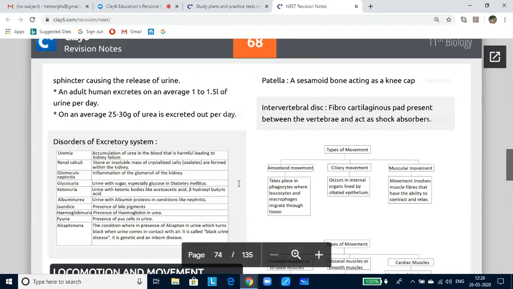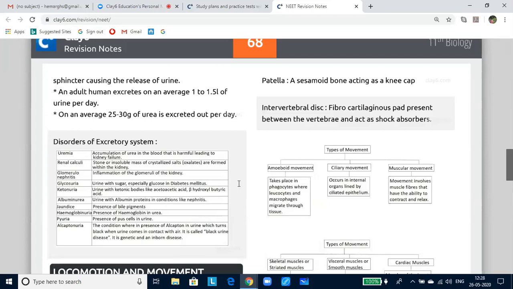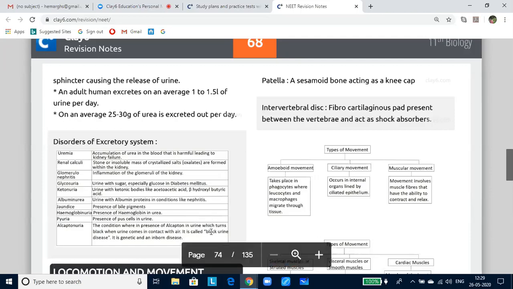Ketonuria is urine with ketone bodies like acetoacetic acid, beta hydroxybutyric acid. Albuminuria is with albumin proteins in conditions like nephritis. Jaundice, wherein bile pigments will be passed through the urine. Hemoglobinuria, presence of hemoglobin in urine. Pyuria, that is presence of pus cells in urine. Alkaptonuria, where there is a presence of a substance called alkapton in urine, which turns black when urine comes in contact with air, and it is called black urine disease. It's genetic and an inborn disease.